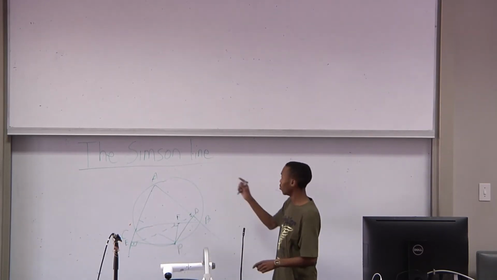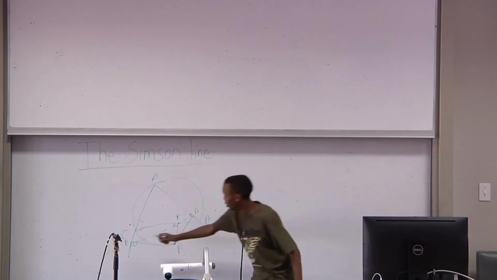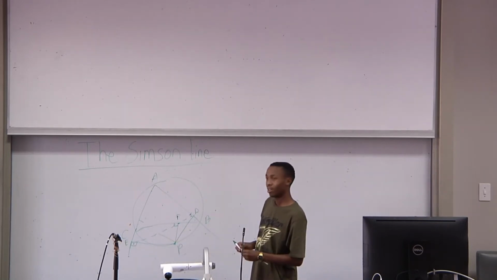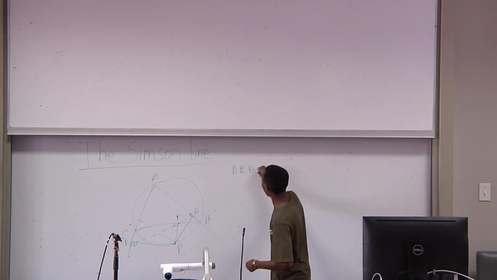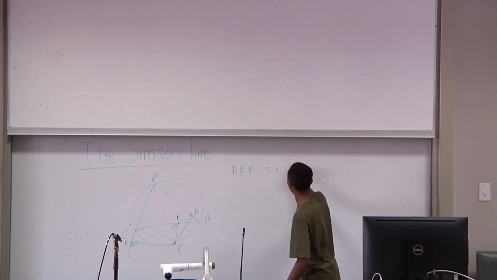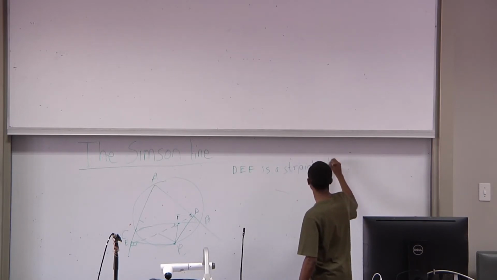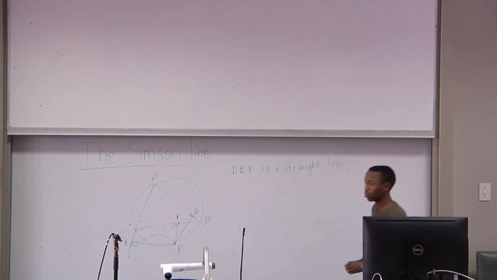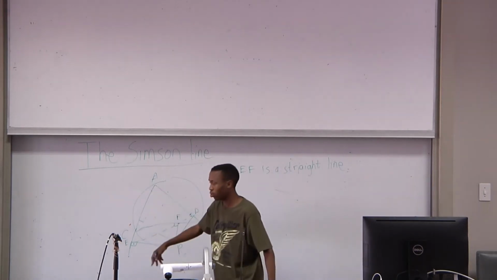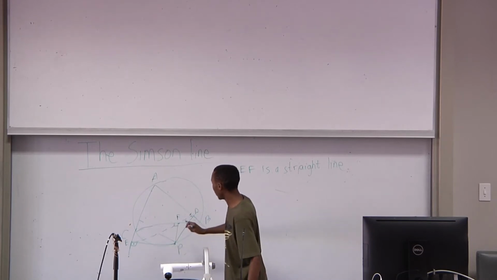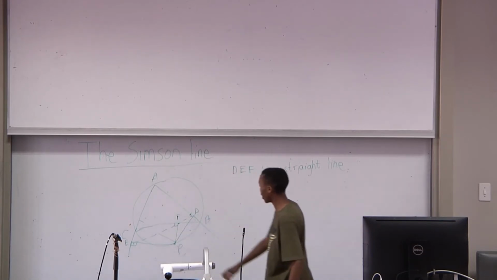So this theorem states that this is a line. What's the line? DEF is a straight line. So that's what the theorem states. Yeah, the perpendiculars can be outside. Yeah, they are. Like this one is, we extend AC to drop a perpendicular onto it, and the other one's just lying on the side itself.